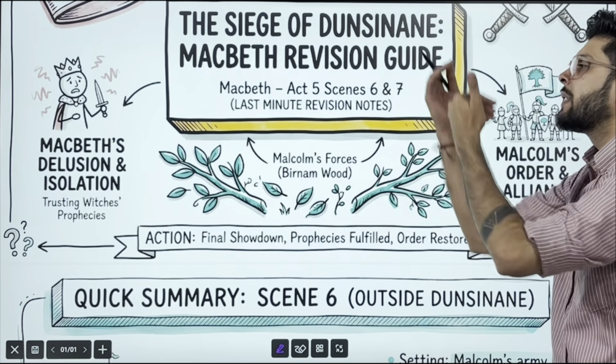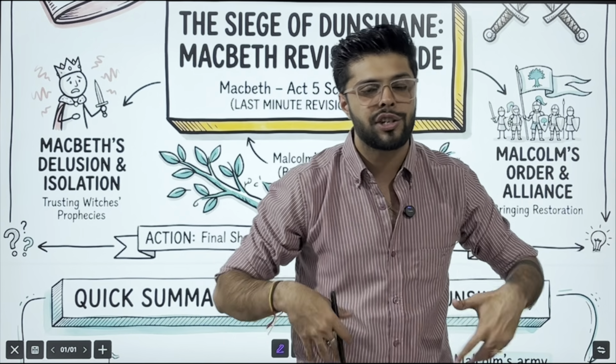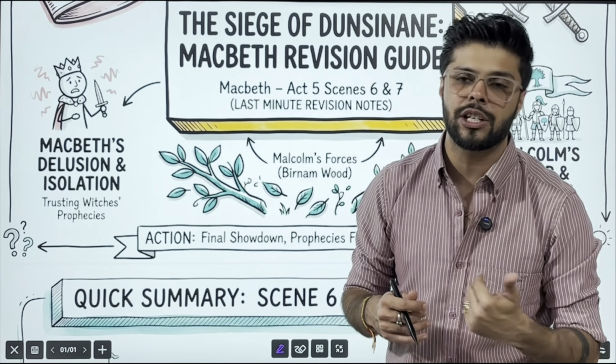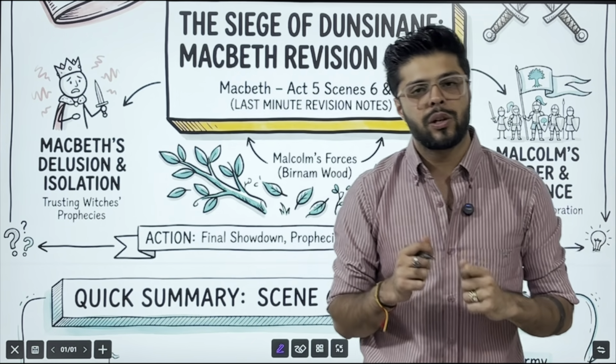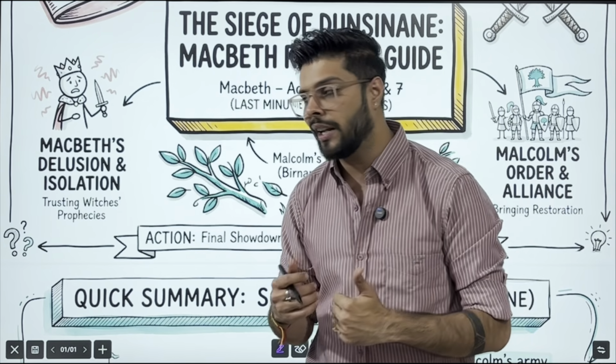At the same time, Malcolm... first of all, if we talk about Scene 6, in Scene 6 we get to see that the English troops have reached Dunsinane and Malcolm advises each of the soldiers to remove their branches, which they had used as camouflage, and show themselves as they are supposed to. Okay? They are ready for the battle.